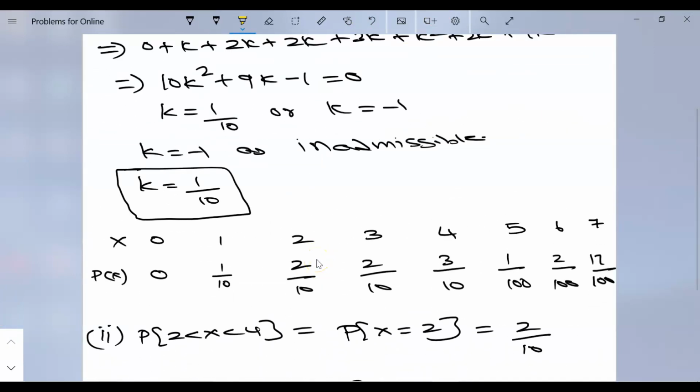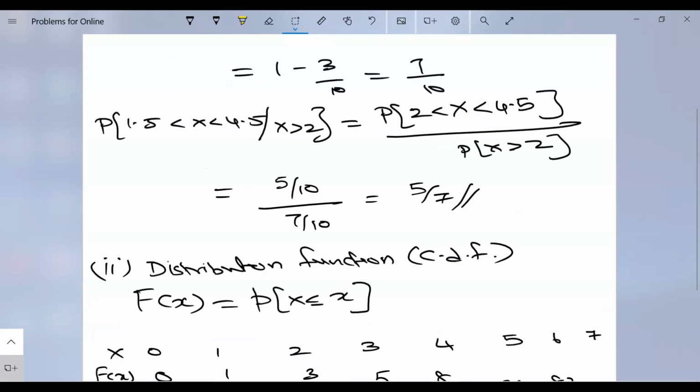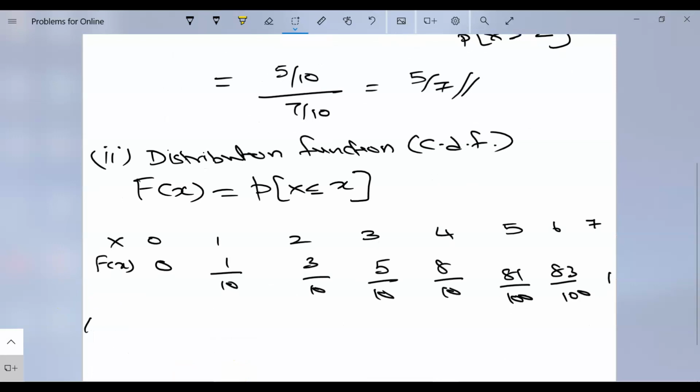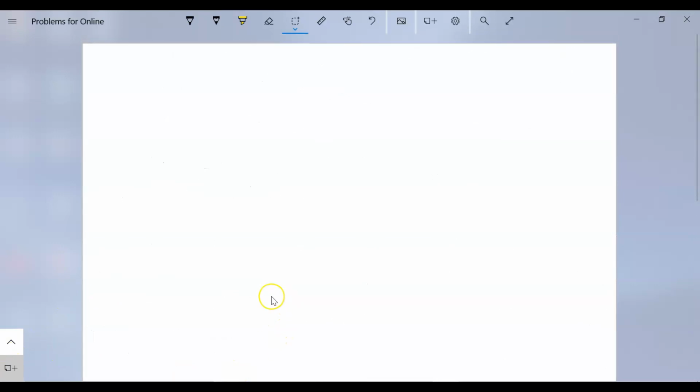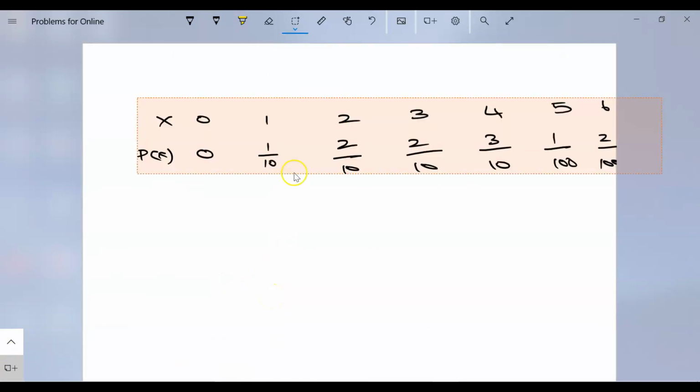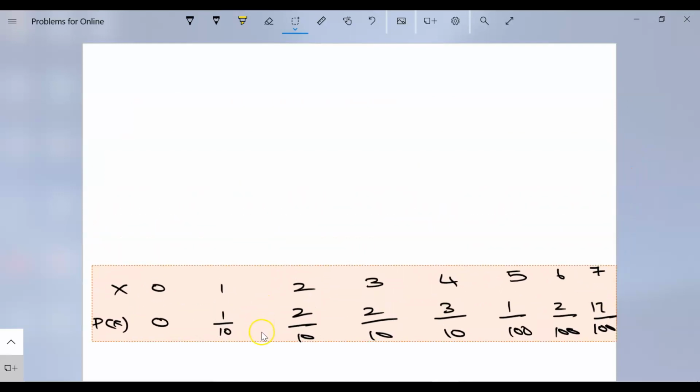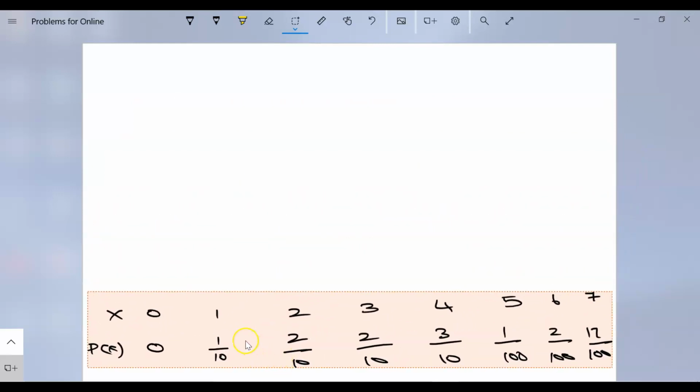So let me take this PDF. Let me copy this PDF. The PDF, or probability mass function, plays a very, very important role throughout. So after substituting k, we have these values. Let me copy this from here. Next page also we can go if required. I will paste here.